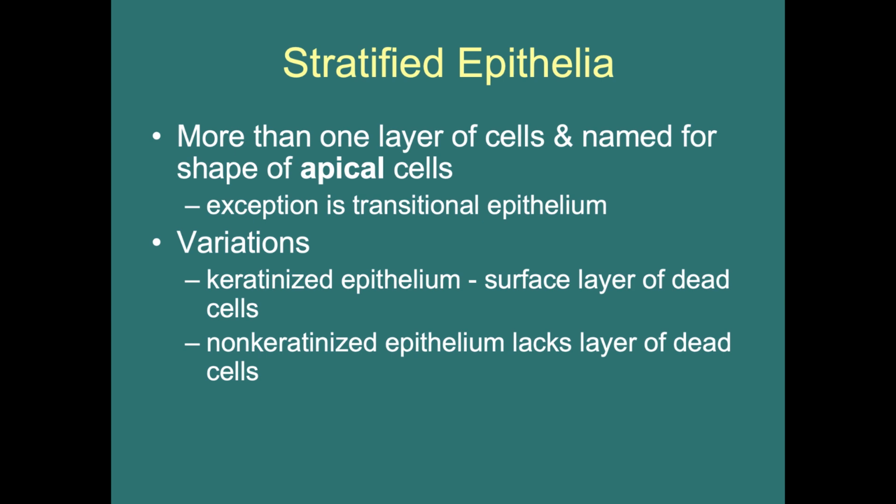All right, next let's look at some stratified epithelial tissue. Now remember, there is more than one layer of cells, and they are again named for the shape of those apical cells. The one exception is transitional epithelial tissue, and we'll look at that soon. Now there's two variations that you'll see: keratinized epithelial tissue, which has a layer of dead cells, and non-keratinized epithelial tissue that does not have that layer of dead cells.